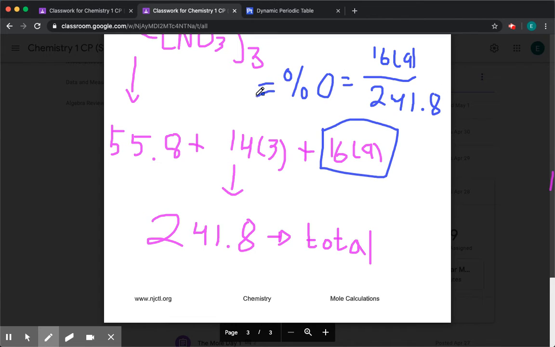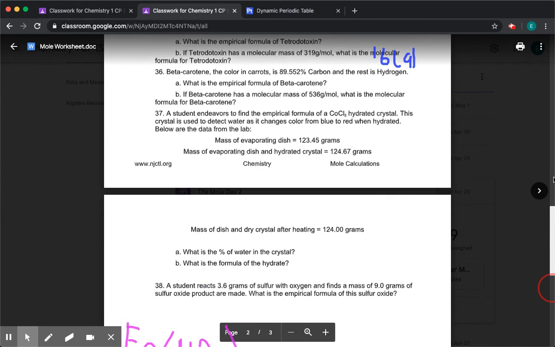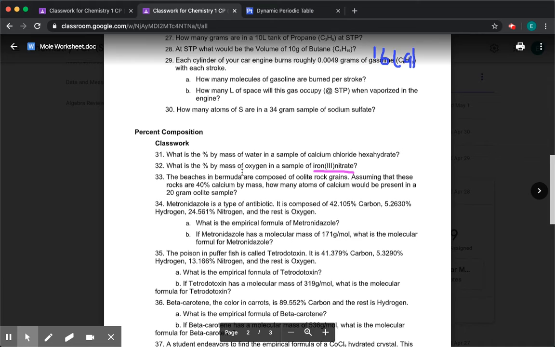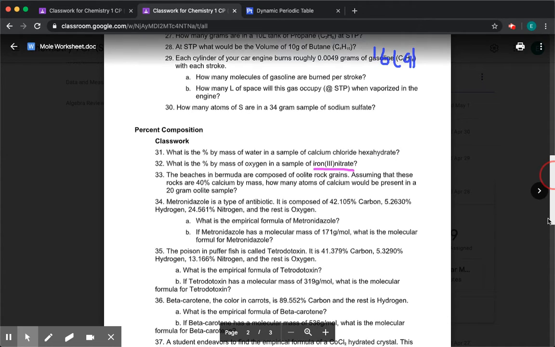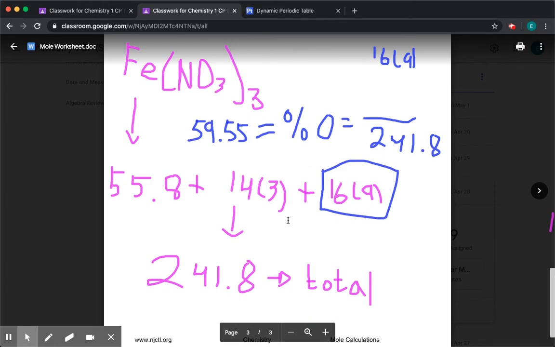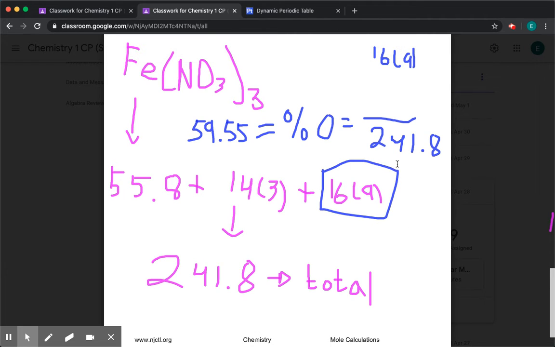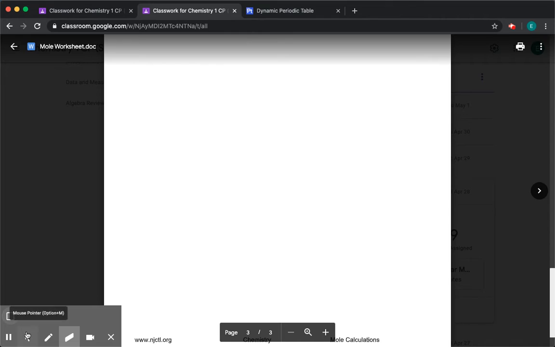And if you do that, you end up getting about 59.55%. Okay, that is your percentage, 59.55%, if you plug that into your calculator. That is number 32. That is the percentage by mass, specifically of oxygen in iron 3 nitrate. Again, we found the total first. After you find the total, you divide the piece that you want the percentage of by the total, and that'll give you your final answer. That's number 32.